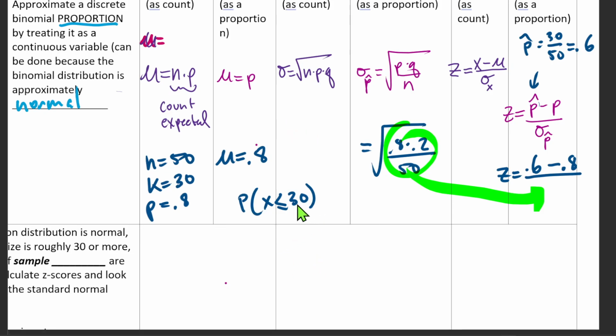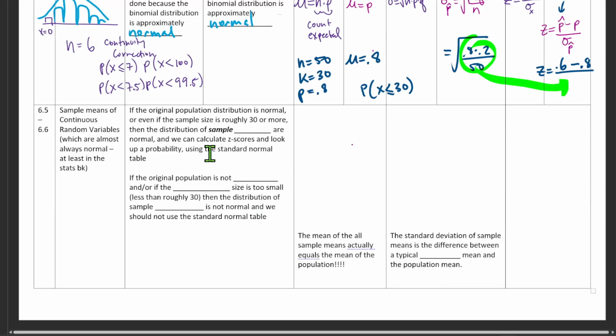Also, if you were going to do this as a count, you should put a 0.5 here, the count, to include the 30 completely. All right, and now the final thing we learned about is the sample mean.